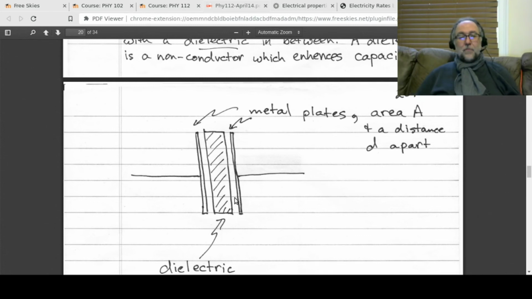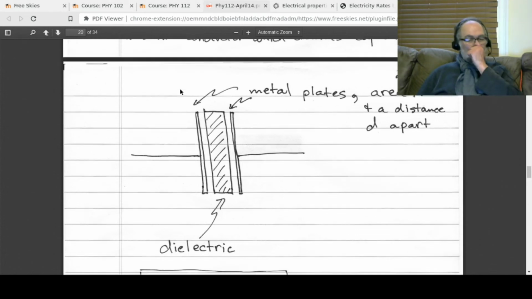Okay, and these two plates, they have area A. Each one individually has area A. It's not the total area of both of them added together. The area of one of them is A, and the area of the second one is also A. And they are a distance d apart.